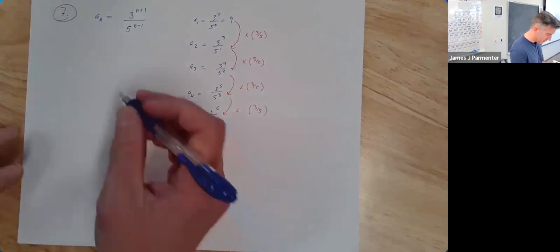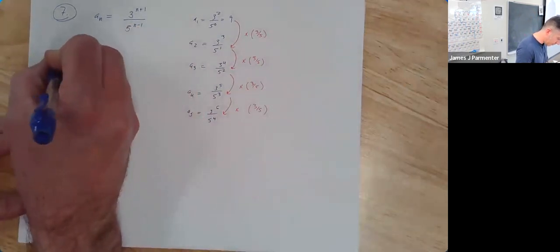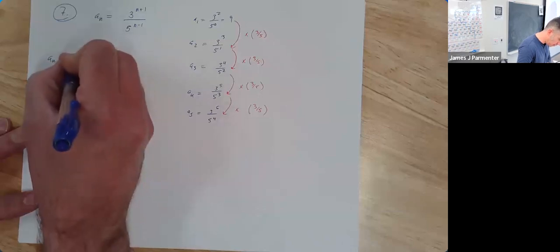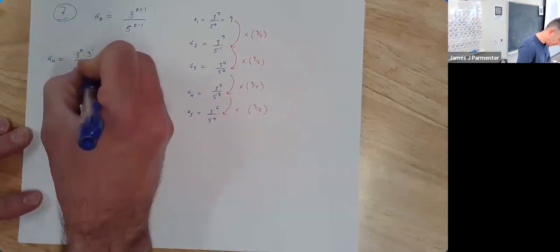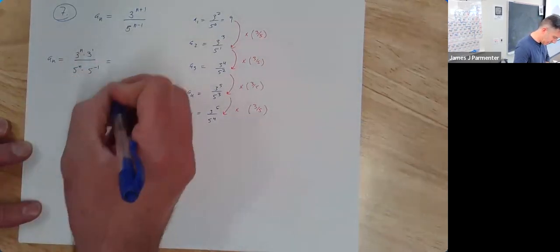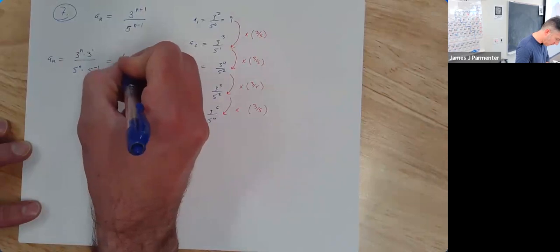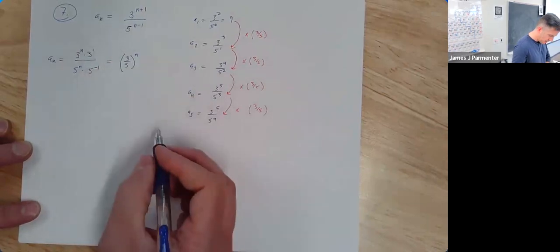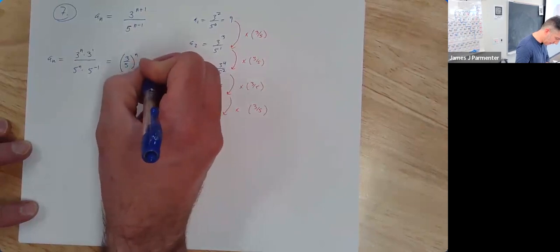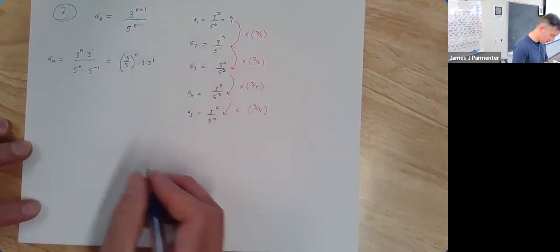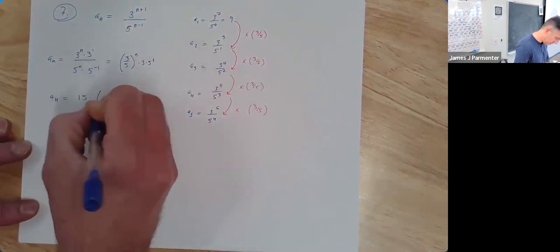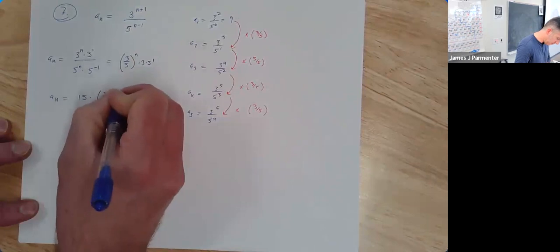So here, what I would say is, I've got a sequence that I'm going to rewrite as 3 to the n times 3 to the 1 over 5 to the n times 5 to the -1. If I simplify this, I can write this as 3 over 5 to the n. And 3 divided by 5 to the -1st is 3 times 5 to the +1st, or 15. So I can rewrite my sequence as 15 times 3/5 to the n.